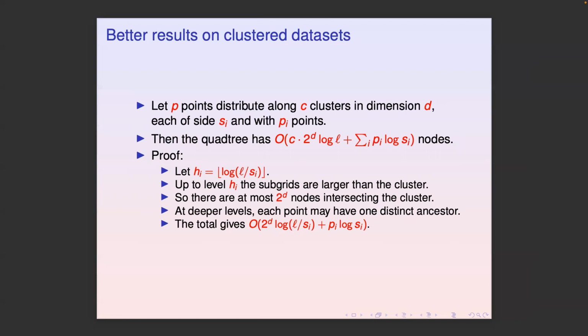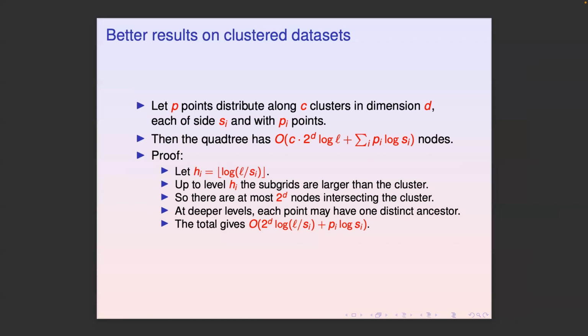Other things that can be of interest, for example, if you have a clustered data set, it is known that quadtrees use less space when the points are clustered. So we're interested in knowing if that better compression translates into better join time. And actually it does. It's not that impressive, but it is something. So it is known that if you have P points in the grid and those distribute along C clusters in dimension D, where every cluster has side S_i and contains P_i points, then the number of nodes in the quadtree is a price per cluster. For every cluster you pay 2 to the d log L. But then every point pays only the number of bits needed to locate it into its cluster, just log S_i bits.